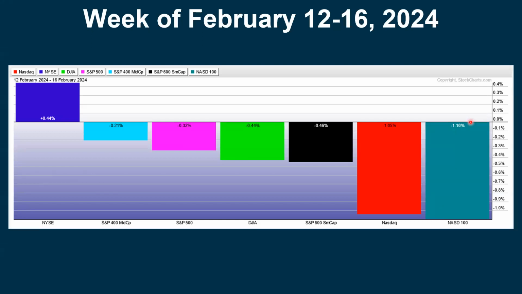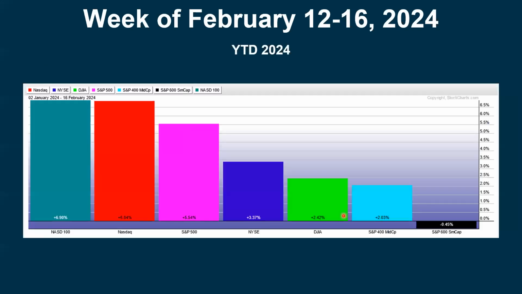So looking at just the 5 trading days for the past week, we had the NYSE that was up, and all of the other indexes ended up being down. This is not Friday to Friday. This is just Monday through Friday to give you a little bit different perspective. Going back to the beginning of the year, all of the indexes are up except for the small caps. They had turned positive earlier in the week, but now they've dropped back down to being negative since the beginning of the year.